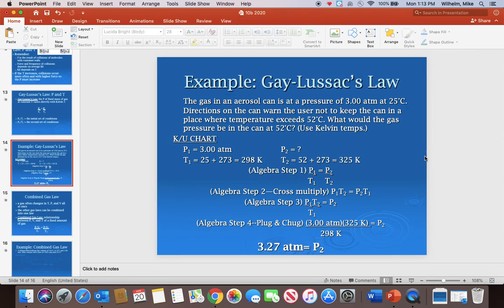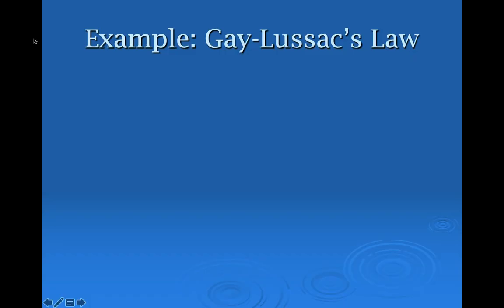Does that make sense? Let's see. If temperature goes up, what should happen to pressure? It's a direct relationship. Pressure should go up also. If temperature increased, the pressure should increase. We started with 3 atmospheres. Temperature went up about 27 Kelvin. That means that in this case, the pressure went up 0.27 atmospheres. Our answer makes sense. Let's get back to the full slideshow.